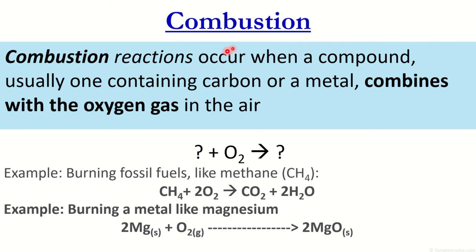So a combustion reaction occurs when a compound or an element, usually containing one carbon or metal, combines with oxygen gas in the air. So the general formula for combustion is shown here. The reason why we have the question marks is obviously it can be a hydrocarbon compound, or a metal, so that's why we leave it blank. But in general, you can find two main categories for combustion. The first one is combustion of hydrocarbons.